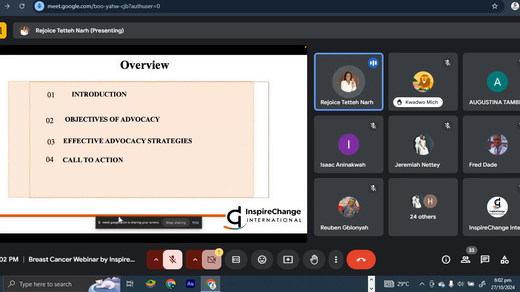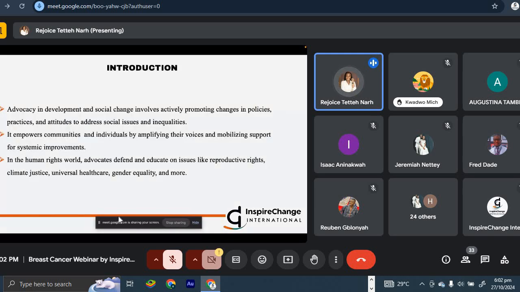So I'm going to take us through the introduction. We'll look at a bit of the objectives of advocacy and then the effective advocacy strategies, and then we get to the call to action and then we are done.